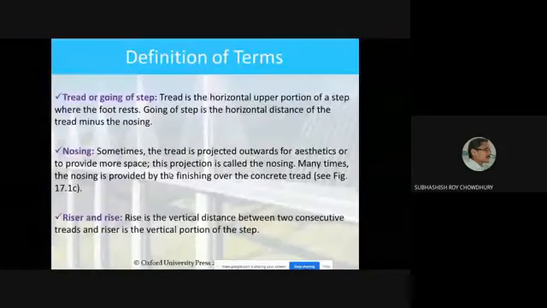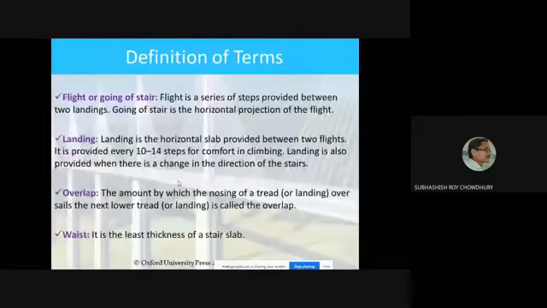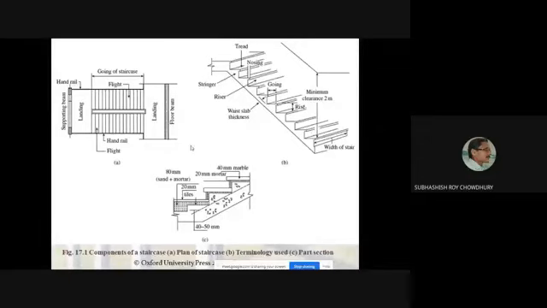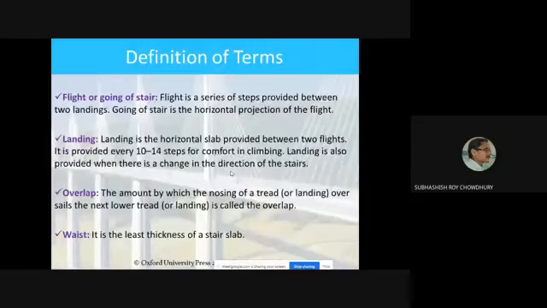Now, what are the definitions of tread, nosing, risers, etc.? I am not entering into this part. The flight or going is the main important point that you should remember at this moment. Flight is a series of steps provided between two landings. So going of stair is the horizontal projection of the flight. So when you consider the horizontal projection of the flight, that will be considered as the going. Okay. So landing part, you know, it is a horizontal slab, provided between two flights.